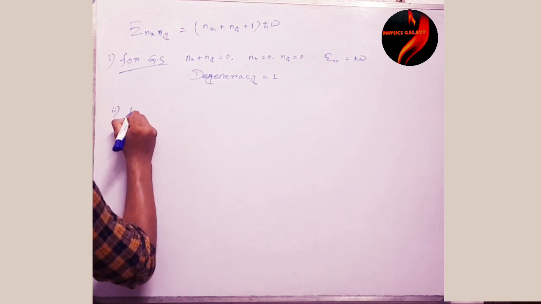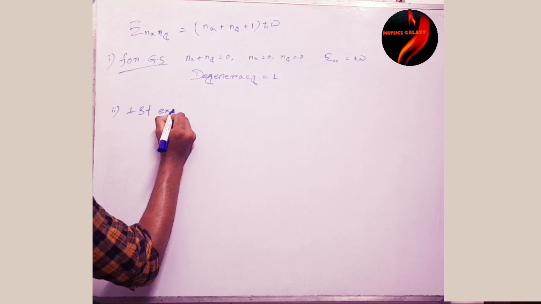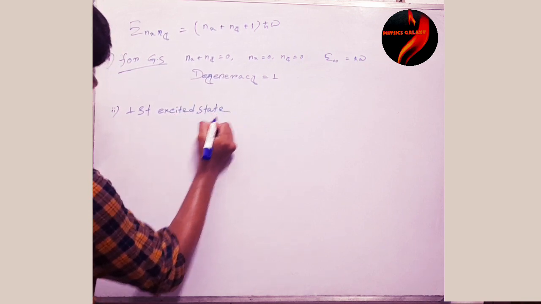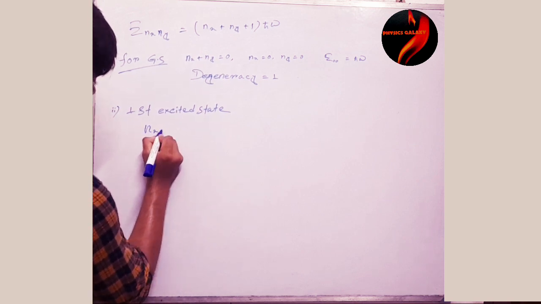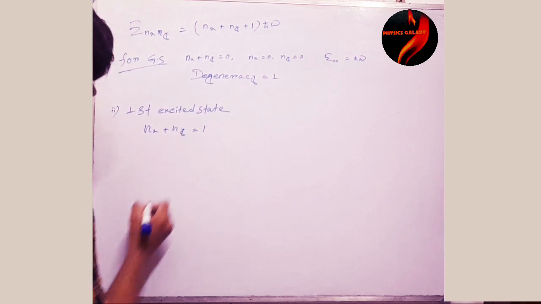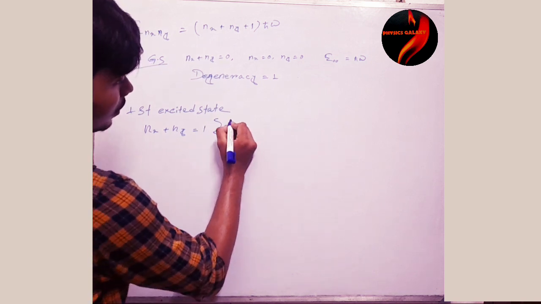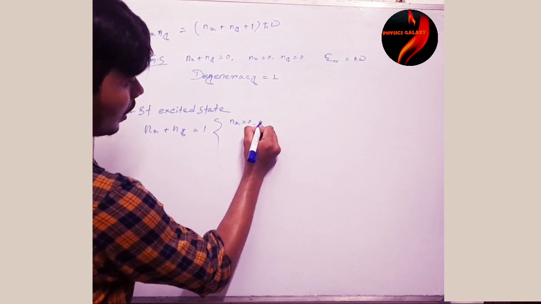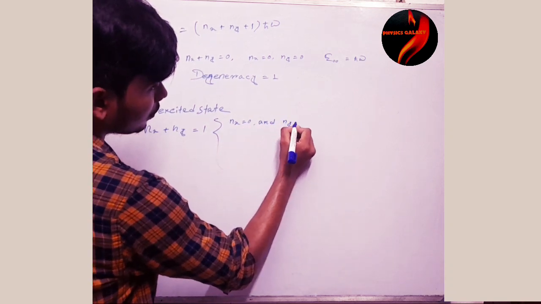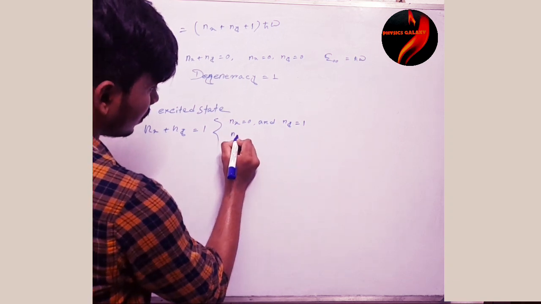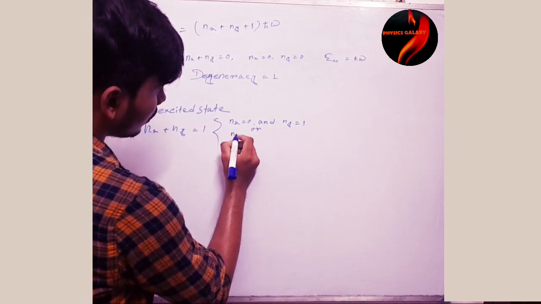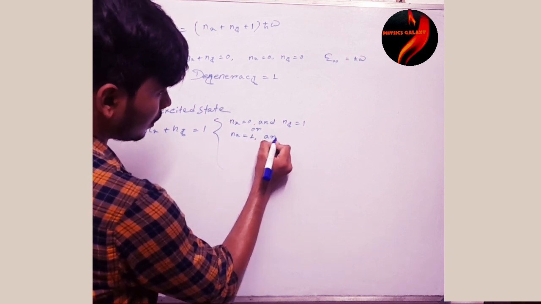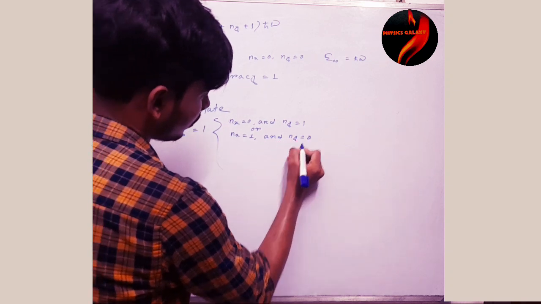And for the first excited state, we know that nx plus ny equals 1, so we can write nx equals 0 and ny equals 1, or nx equals 1 and ny equals 0.